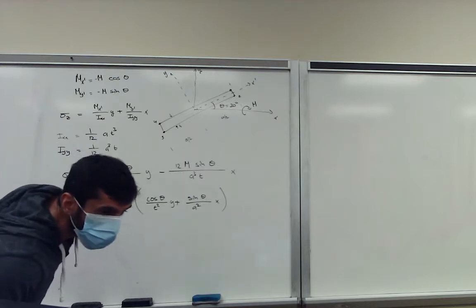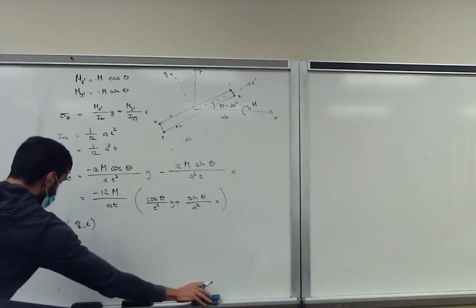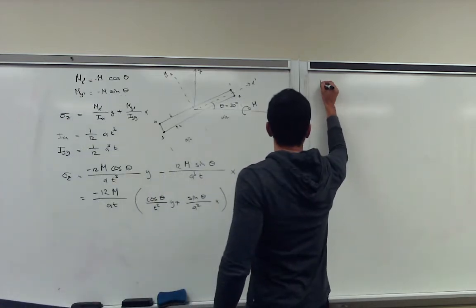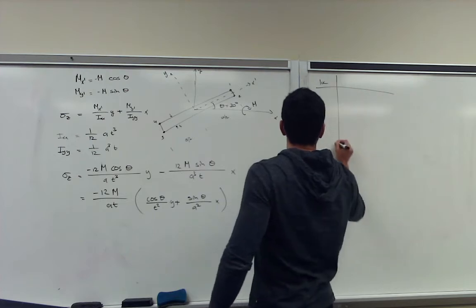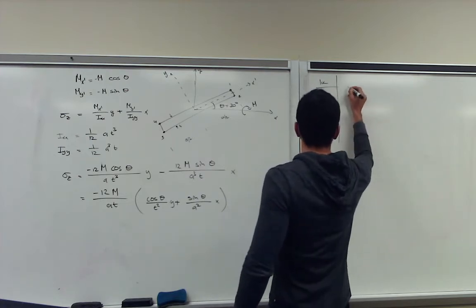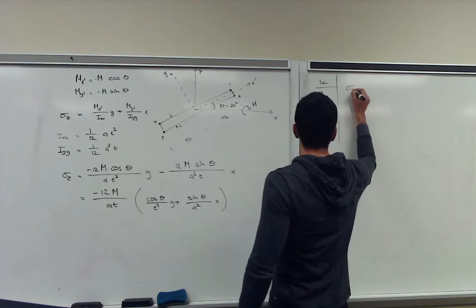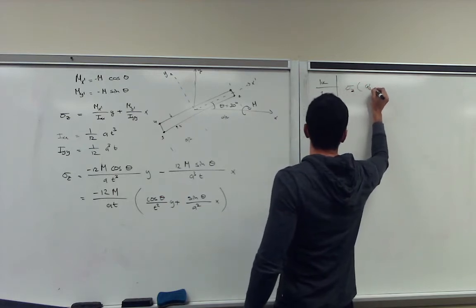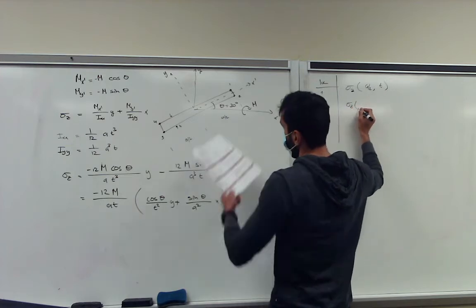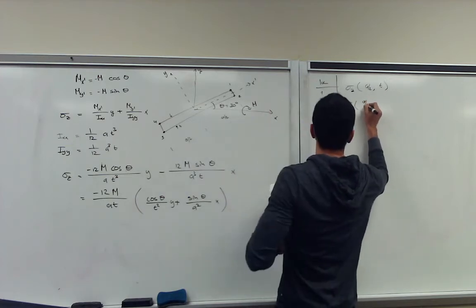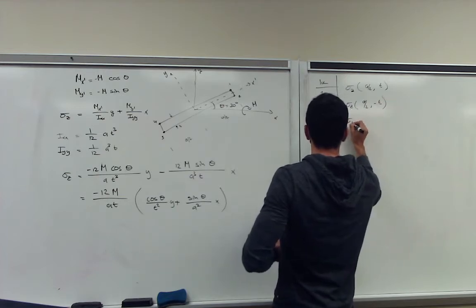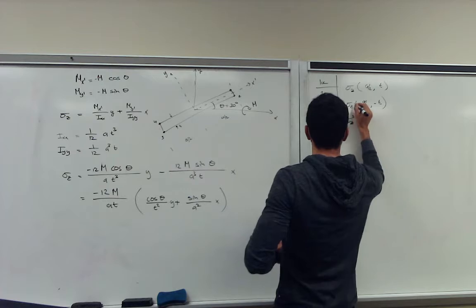Can you see this? Yeah. Actually, let's do it on the other side. It's a bit easier. So, equation 1. Sigma z is equal to a over 2 comma t. Sigma z is a over 2 minus t. Sigma z at 3.